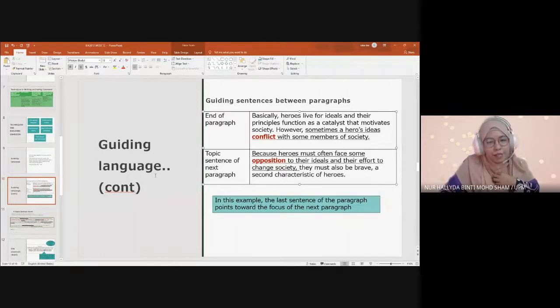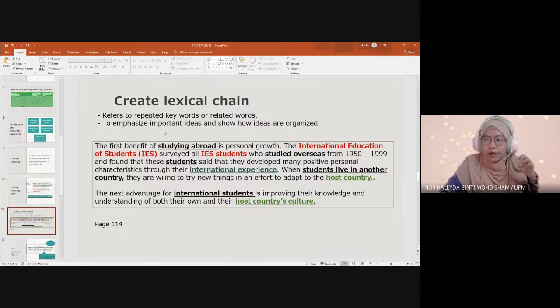Help me as your teacher and as your examiner of your essay, so that when I read, I can follow, I can be guided, using certain words in paragraph 1, 2, 3. I can see, in Malay we call kesinambungan. Okay, all right. Next one. The next technique is to create a lexical chain, meaning you repeat keywords or related words. Why do we need to repeat? Because we want to emphasize important ideas and show how ideas are organized.